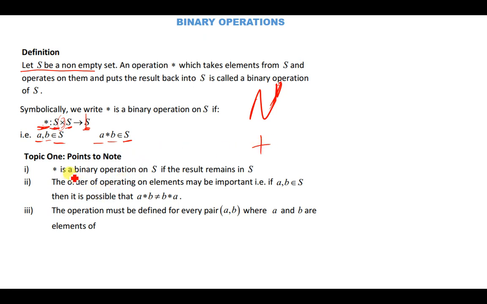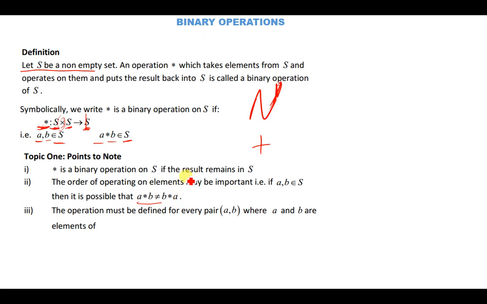So star is a binary operation on S if the result remains in S. I've explained this. The order of operating on elements may be important. That is, if A and B are members of set S, then it is possible that A star B sometimes may not be equal to B star A. That is called the commutative law. This statement is talking about the commutative law.